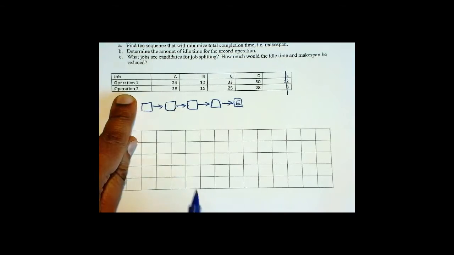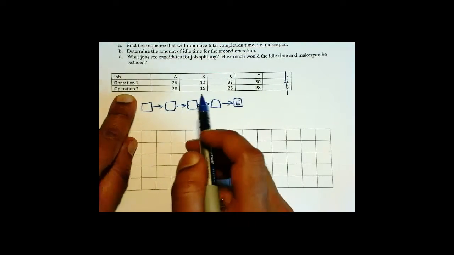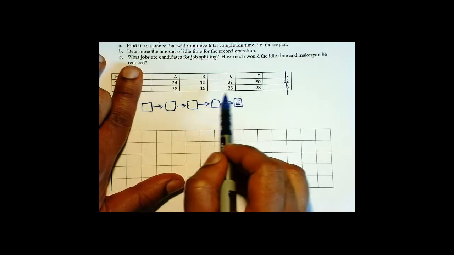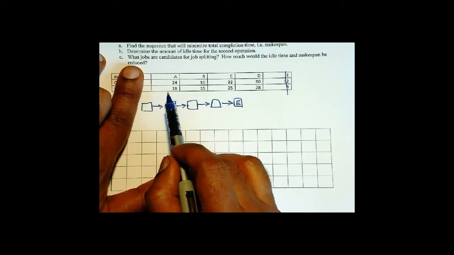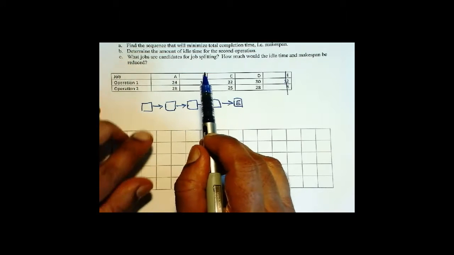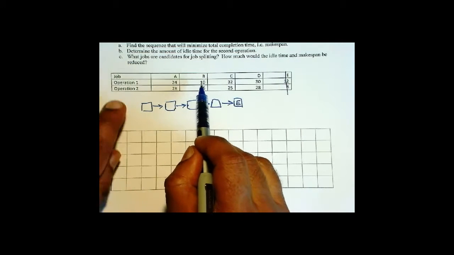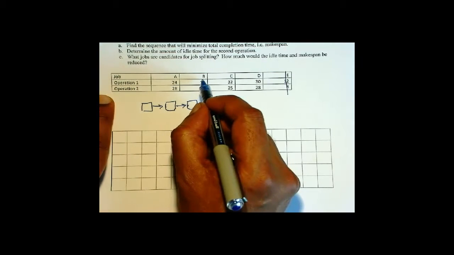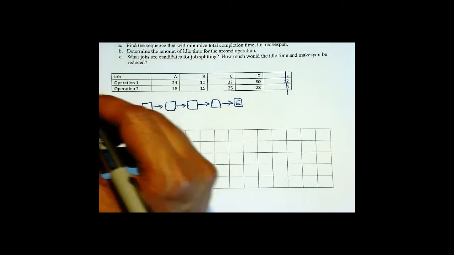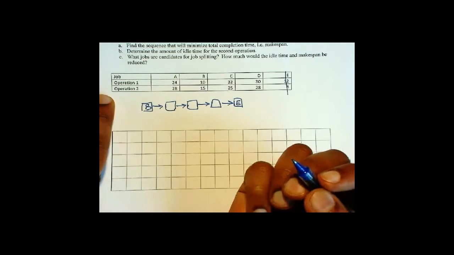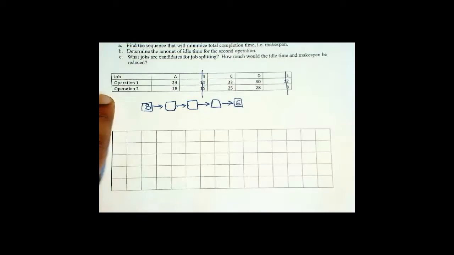Now let's look at the remaining operations. Once again, don't pay any attention to which operation. Select the smallest value. Now this time the smallest value is 10. So you select B. Now consider which operation. The 10 belongs to operation 1. So schedule B as early as possible. So that will be there. So now you cross out B.